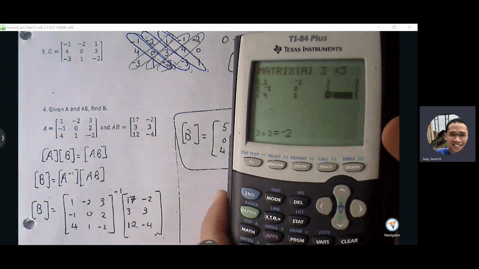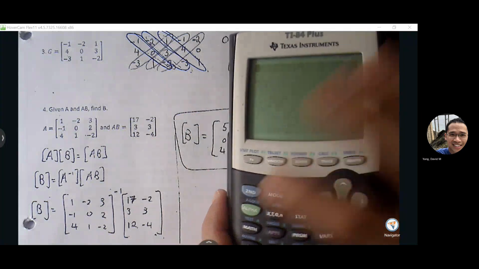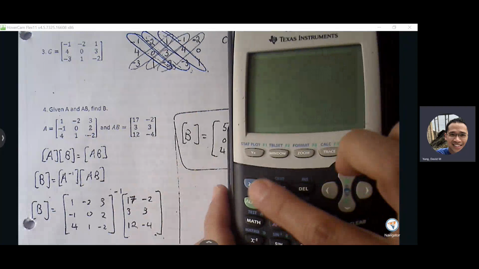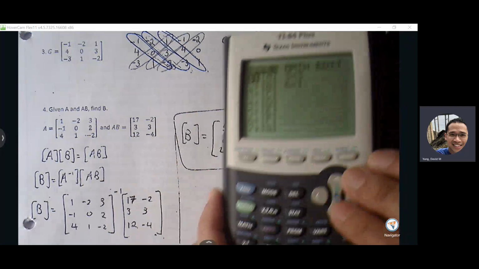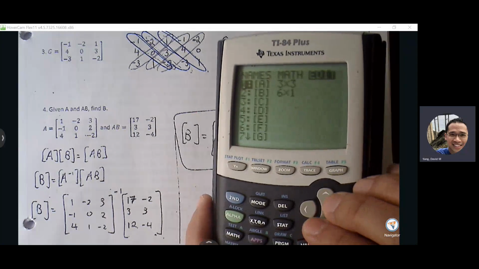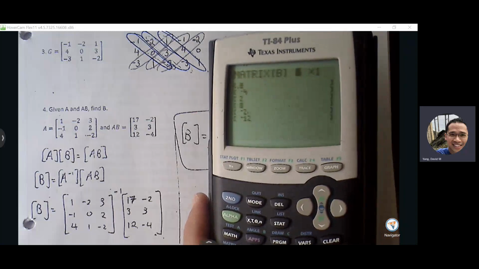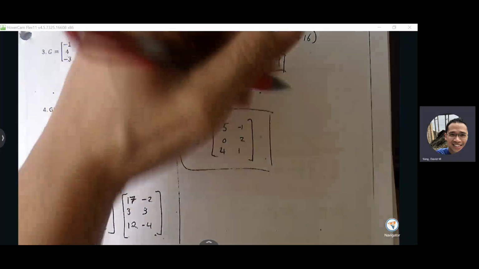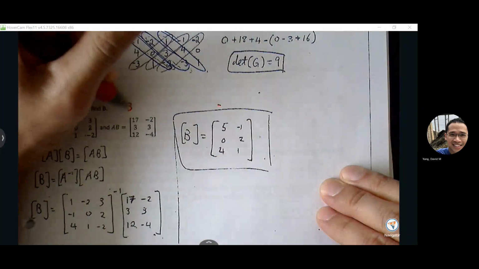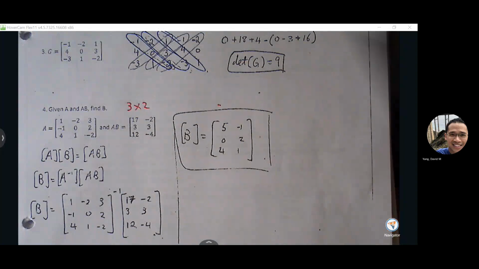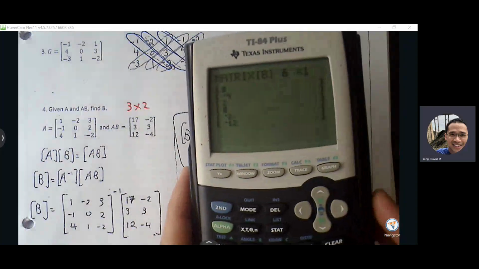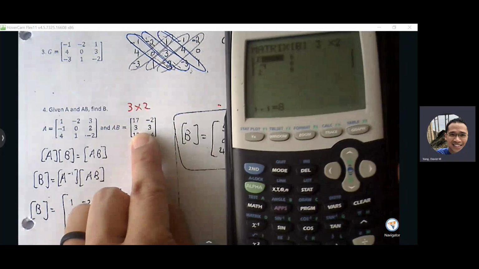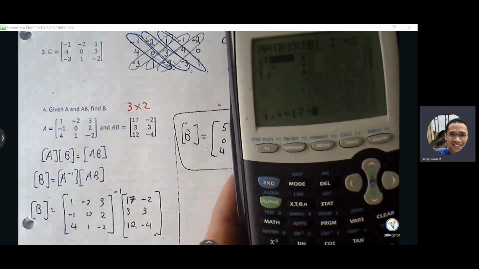Once you're done creating your matrix A, exit out. Now we're ready to create the second matrix. So go to second matrix, go to edit, matrix B. I'm going to call it a different one. We say this is a 3 by 2 matrix, so just enter in 3 by 2. And then enter in your second matrix here. So 17, -2.